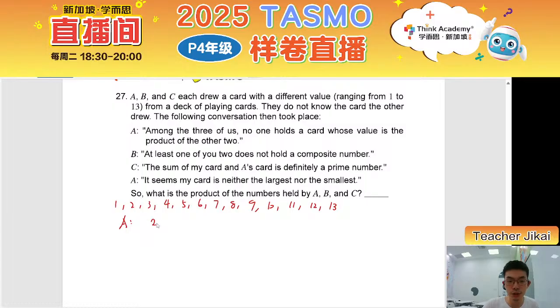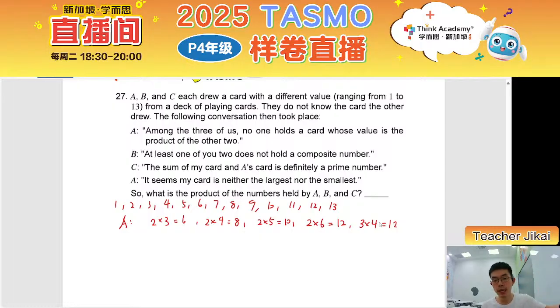It is like 2 times 3 equals 6, 2 times 4 is 8, 2 times 5 is 10, 2 times 6 is 12, 3 times 4 is 12. So if A's number is one of the numbers appearing in these equations, he's not sure. But if his number is outside these equations, he will know. In each of these equations, at most 2 of the 3 numbers can be held by others, so it will not happen that his number is the product of the other two.